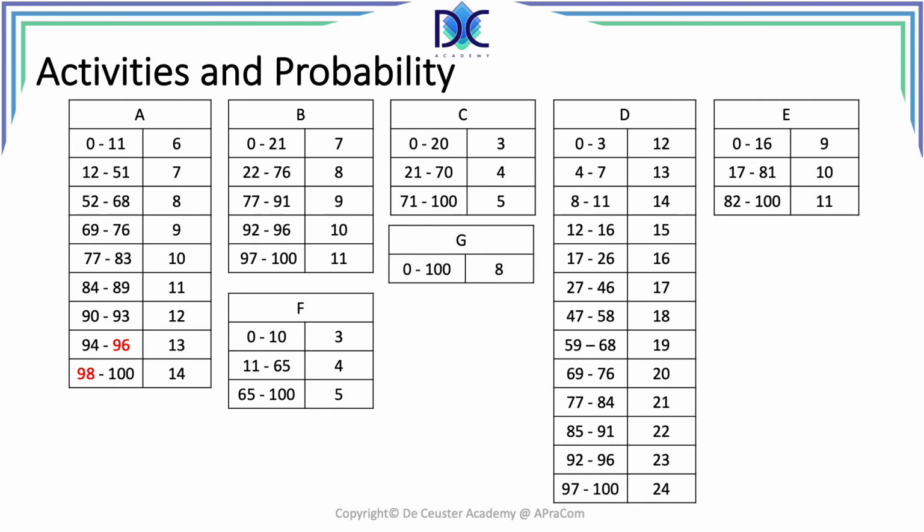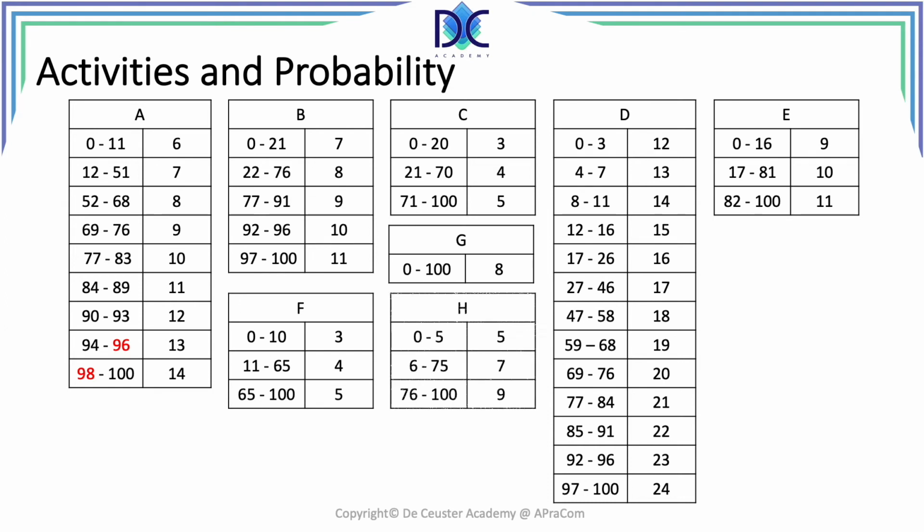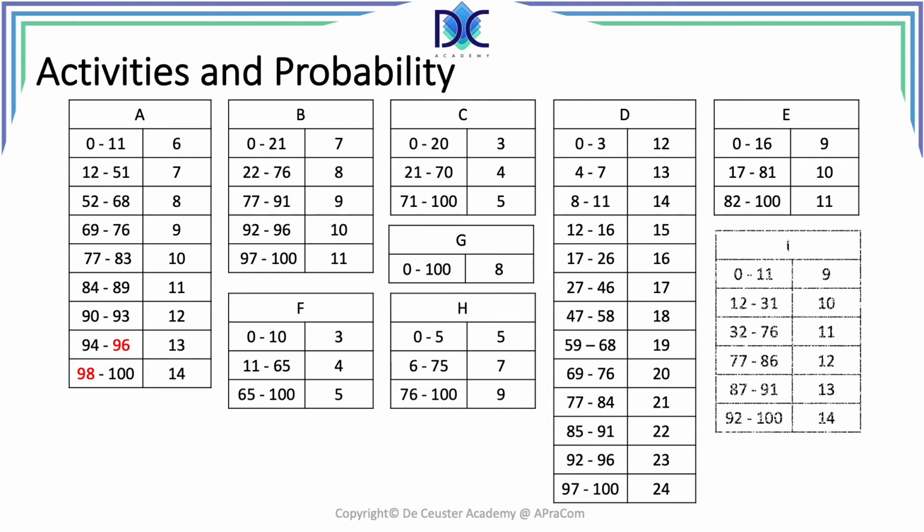G is an activity where we don't have any variability, so whatever the number is, the duration will always be equal to 8. H, another distribution, I, and finally J is also an activity with a fixed duration. So this table is basically the overview. These are the probability profiles of all the activities.